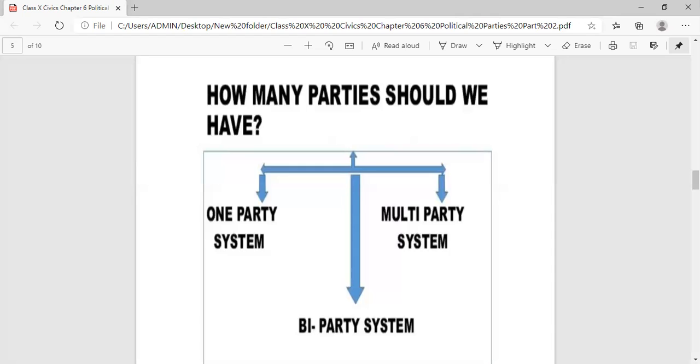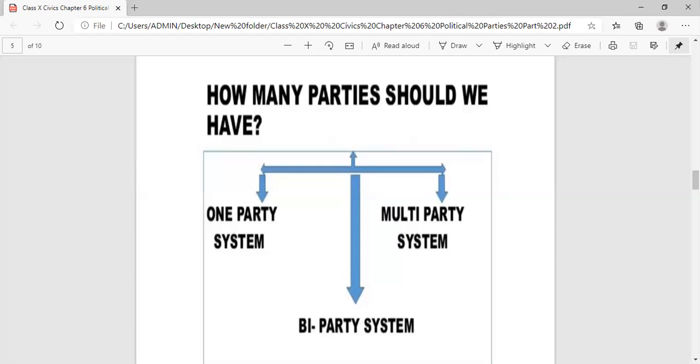NDA stands for National Democratic Alliance and it is led by BJP. And UPA is United Progressive Alliance. It is led by Congress. So when several political parties join hands for the purpose of contesting election or winning power, it is called an alliance or front. So that is also important for a 1 mark question.